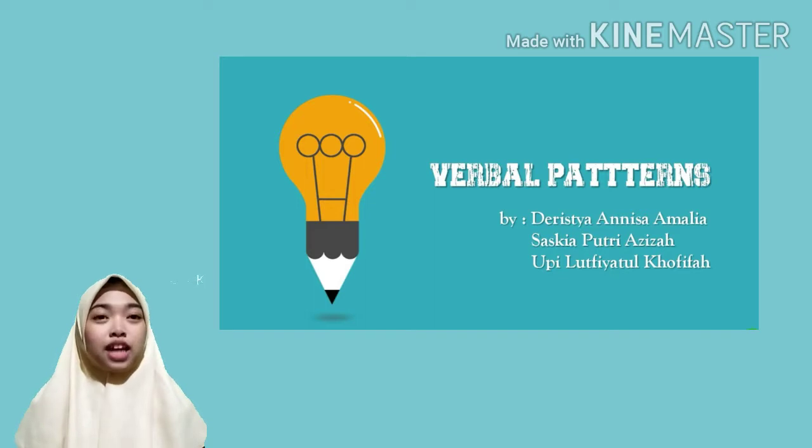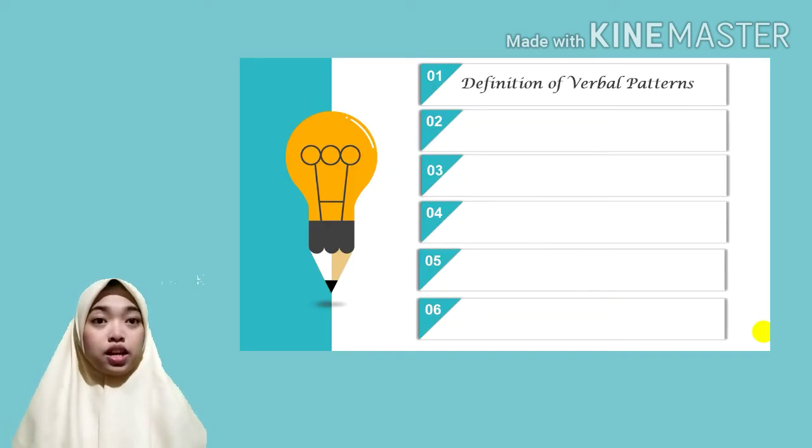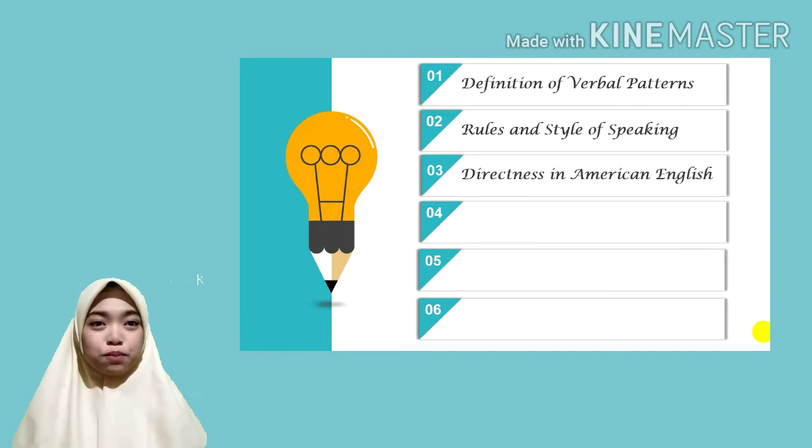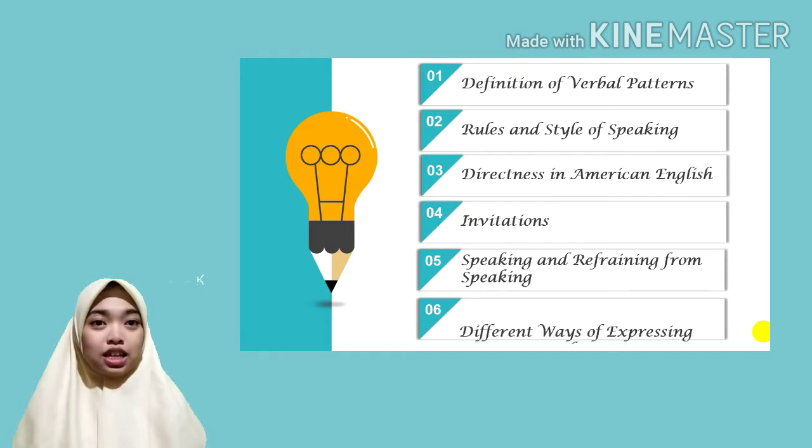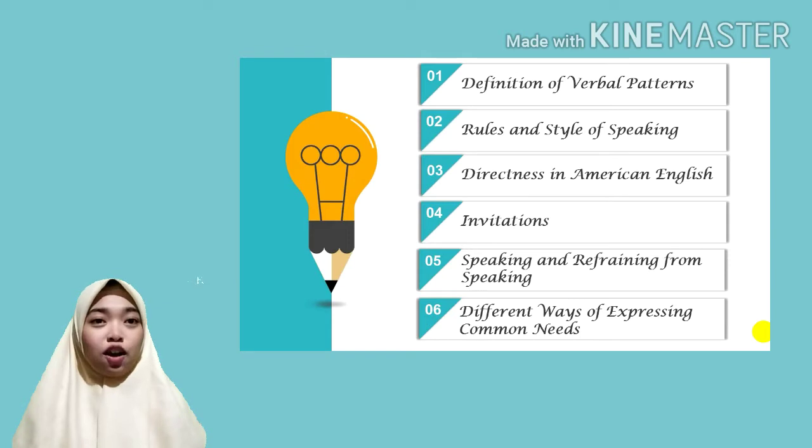Present about verbal pattern. I'm Deristia and my friends Upi and Kia are the presenters today. We are divided into 6 parts: definition, rules and style of speaking, directness in American English, invitation, speaking and refraining from speaking, and different ways of expressing common needs.